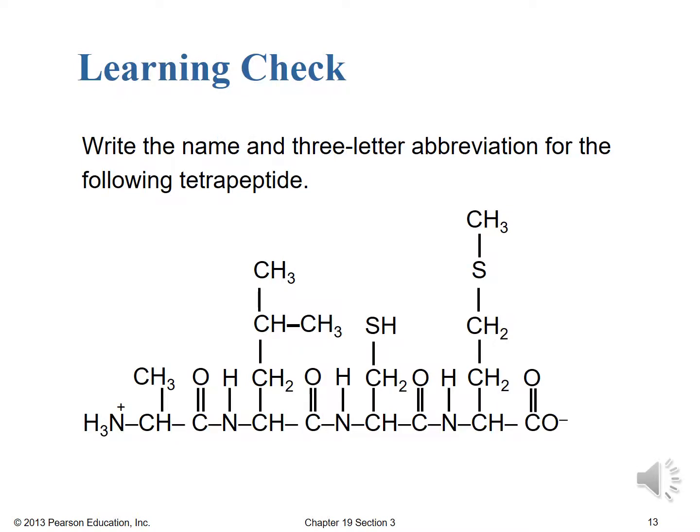Okay, and here it is, the last learning check for this lecture, I promise. In this case, you're asked to write the name and 3-letter abbreviation for the following tetrapeptide. So there's 4 amino acids there. This will give you a good chance to see how well you remember the names based on the side chains. And certainly if you need to peek, at this point we're still early on, so that's acceptable, but you should really be striving to get those side chains committed to memory and the names as well, because they're quite important.